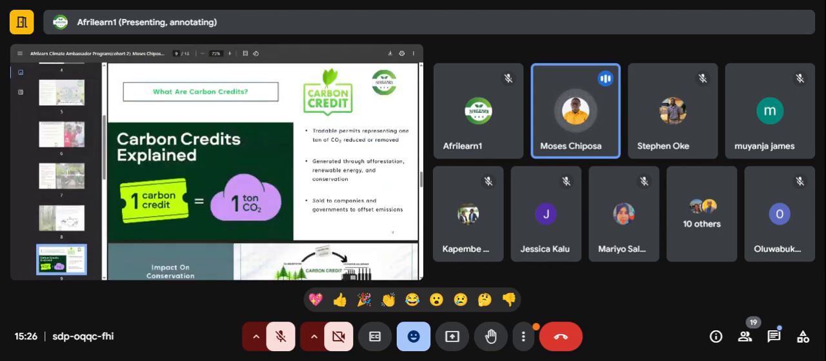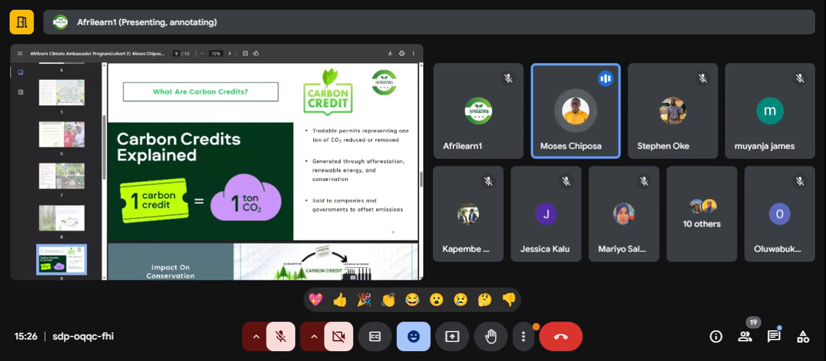So what are carbon credits? What are they? We've talked about them, but what are they? So carbon credits are tradable permits that represent the reduction or the removal of 1 ton of carbon dioxide from the atmosphere. So they are part of the global effort to fight climate change by encouraging the businesses and governments to reduce the carbon footprints. But you might ask a question, how does it work? How are carbon credits created?